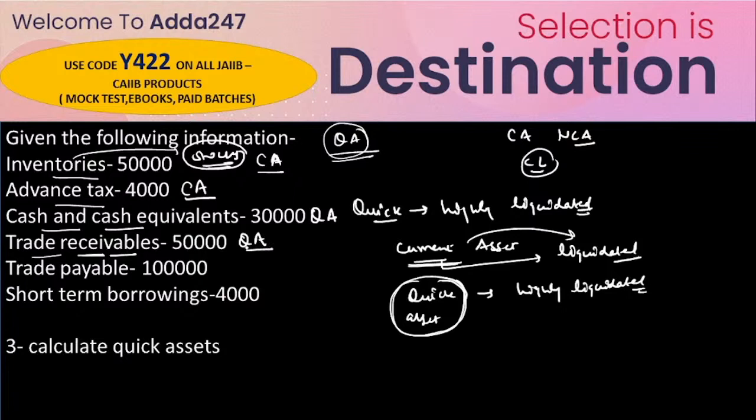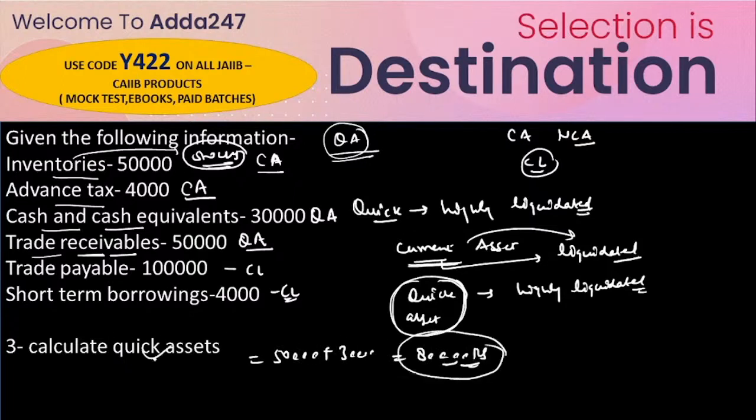So if we have to find out the quick asset here, what will be its value? We find the quick asset from this information. That would be 50,000 plus 30,000. So that would be 80,000 rupees. That would be the value of the quick asset.